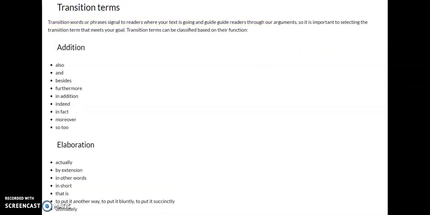And the third strategy is using transition words or phrases that signal to the reader where your text is going and guide readers through their arguments. So it's important to select the transition term that really meets your specific goal in your essay. Transition terms are usually classified by their function. One group of transition terms serves as addition.